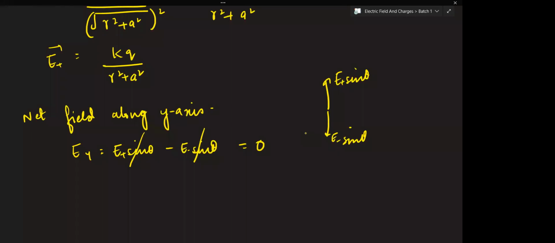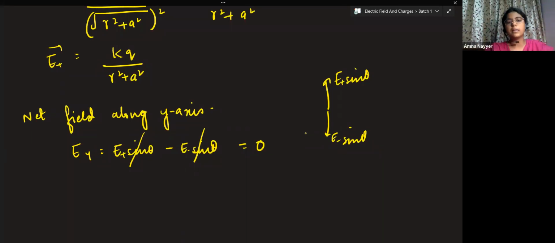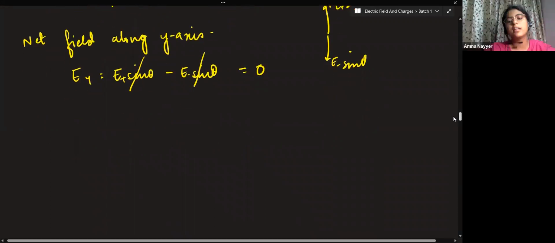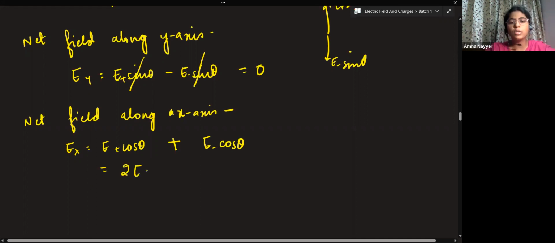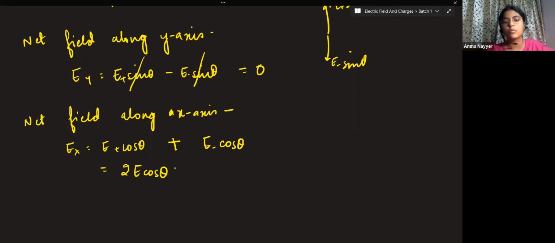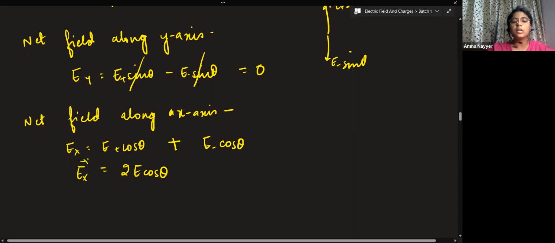For x-axis it gets added up, for cos theta. On the x-axis it will get added up because both of them are in the same direction. Since both of them are in the same direction, net field along x-axis, if you calculate, for y it will be 0 because this will get cancelled. So net field along x-axis, this will be E plus cos theta added up with E minus cos theta, the electric field due to the negative charge that we have. Since the magnitude is same, you can simply say 2E cos theta. Now we don't need to separate plus and minus because we have seen the magnitude is same. KQ divided by r square plus a square we are getting. So net electric field along x-axis will be 2E cos theta only.